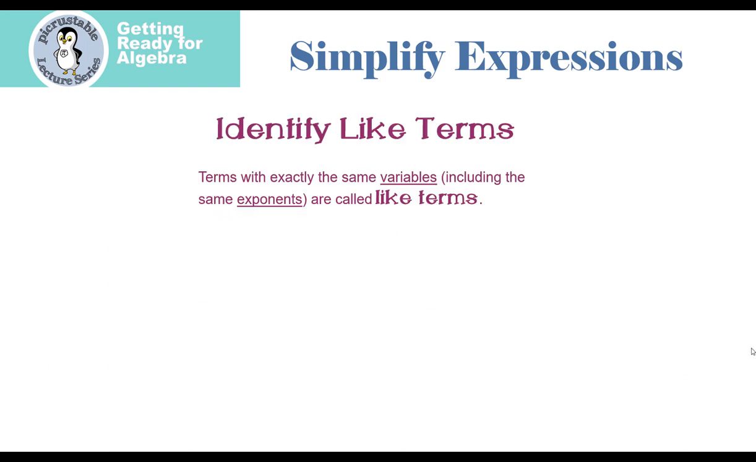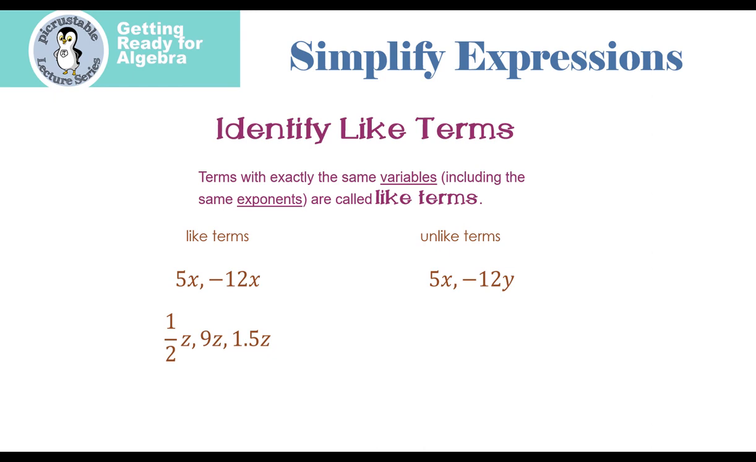Identifying like terms. Terms with exactly the same variables, including the same exponents, are called like terms. Let's look at some like terms. 5x and negative 12x are like terms. Right now, we really don't care about the coefficients. We're just looking at the variables, or the letters. Since these are both x and to the first power, they're like terms. Let's look at some unlike terms. 5x and negative 12y. Once again, we're not concerned about the coefficients yet, but the variables are x and y. They're not the same, so these are unlike terms.